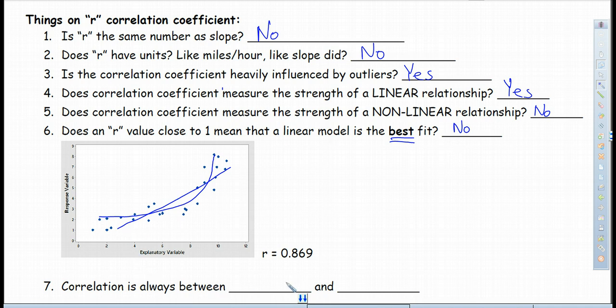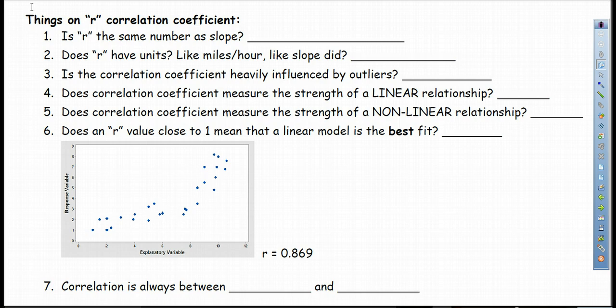And the correlation coefficient is always going to be between negative 1.0 and 1.0. So if you haven't already addressed this in your class, you most likely will be very, very soon. Right, let's move on.